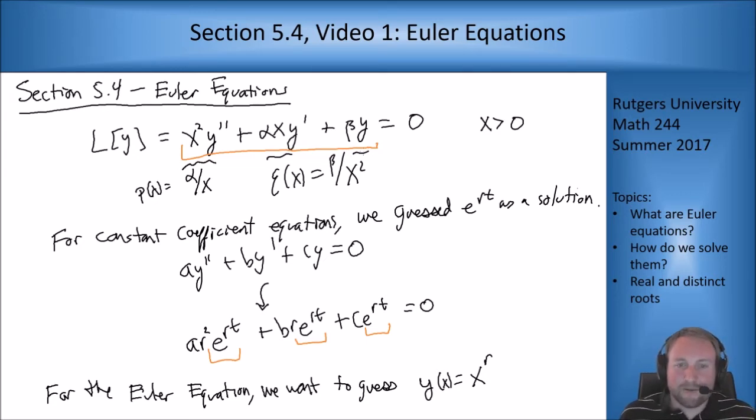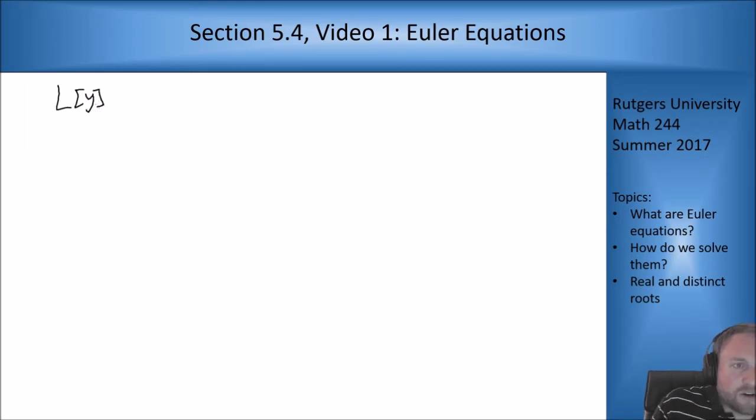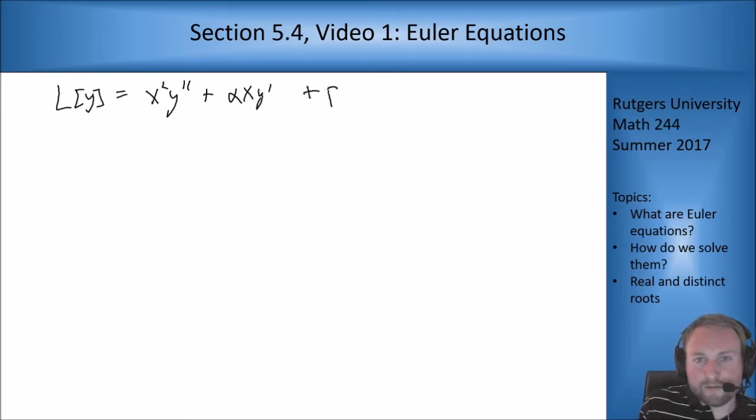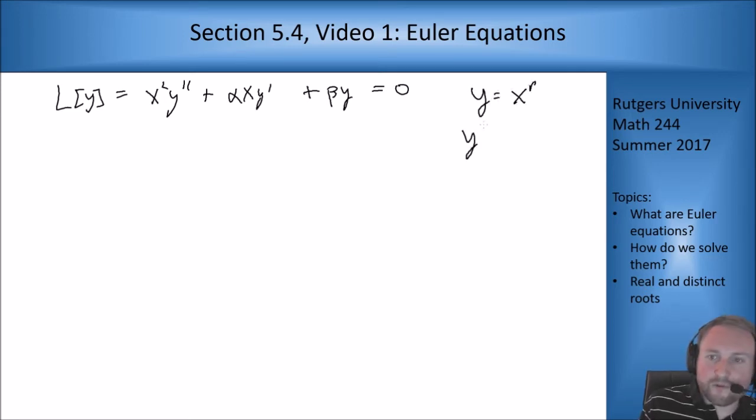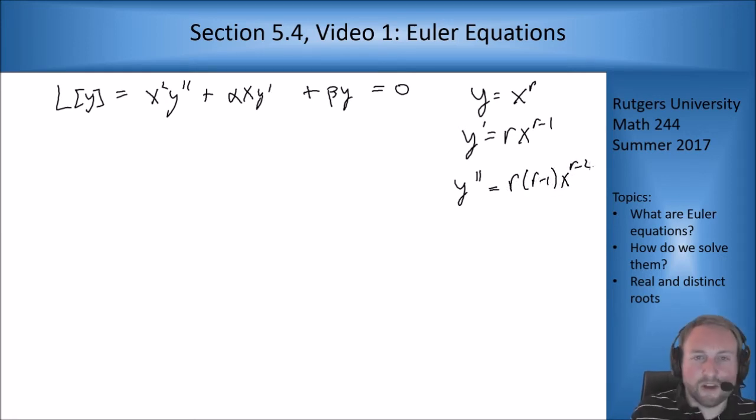So just like last time, the function part's going to cancel out, and we're going to be left with a polynomial. So now let's go ahead and try to find this polynomial. So we'll start with our equation again: x squared y double prime plus alpha x y prime plus beta y equals 0. And we're going to assume that y is x to the r, which means y prime is r x to the r minus 1, and y double prime is r times r minus 1 times x to the r minus 2. And then we can plug that in.